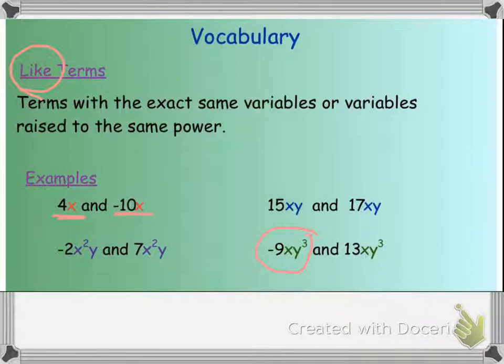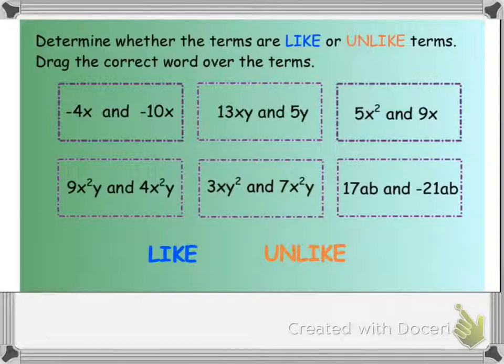However, when you look at this number, you have negative 9xy to the third power. This 13 also has the xy to the third power. That means that they are like terms. They have to have the exact same variables raised to the exact same power. So let's look at a couple of examples. I want you to pause the video here, and I want you to look at each set of terms, they're inside the purple boxes, and decide if they are like or unlike.